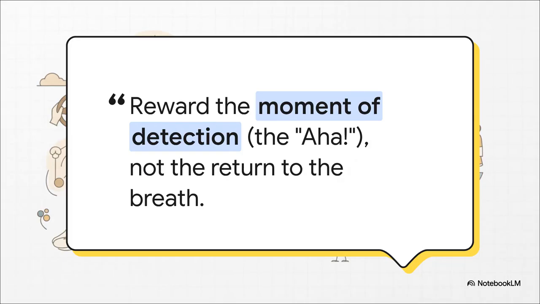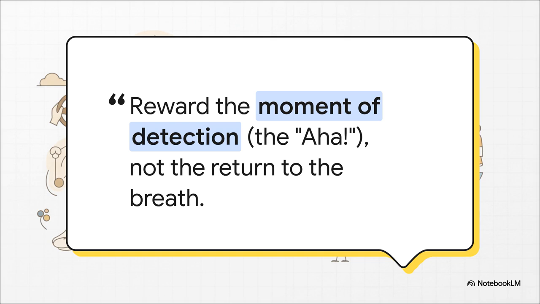Now, this is the part that's so counterintuitive, but it's also where the genius is. Imagine you're training a puppy. If it wanders off, but then it comes back when you call it, you don't scold it for wandering, right? Of course not. You praise it for coming back. It's the exact same principle. By rewarding the detection of the error, you're not really training focus directly.